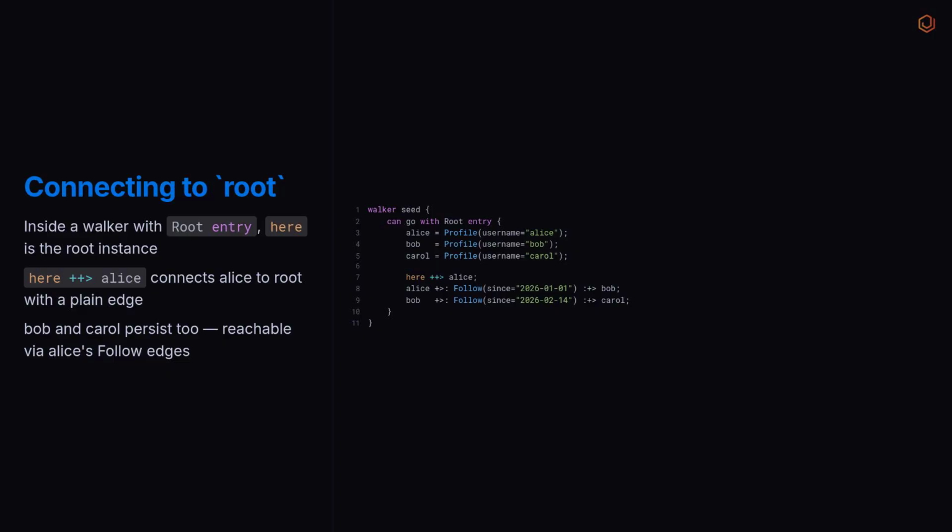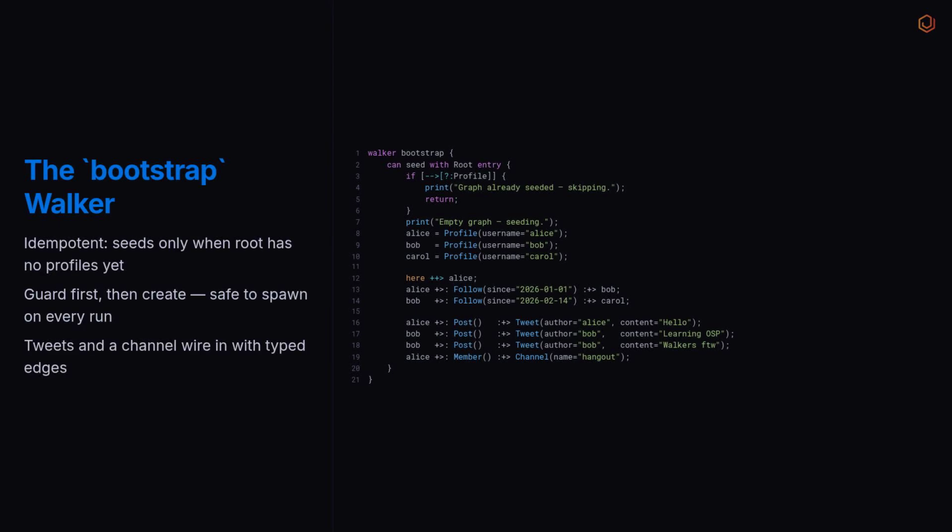Here's what connecting to root looks like in code. Inside a walker with root entry, the special reference here points at the root instance. We allocate 3 profiles, Alice, Bob, Carol. Then here plus arrow Alice connects Alice to root with a plain edge. Bob and Carol don't need their own connection to root. They persist because Alice follows Bob and Bob follows Carol. Reachability is transitive.